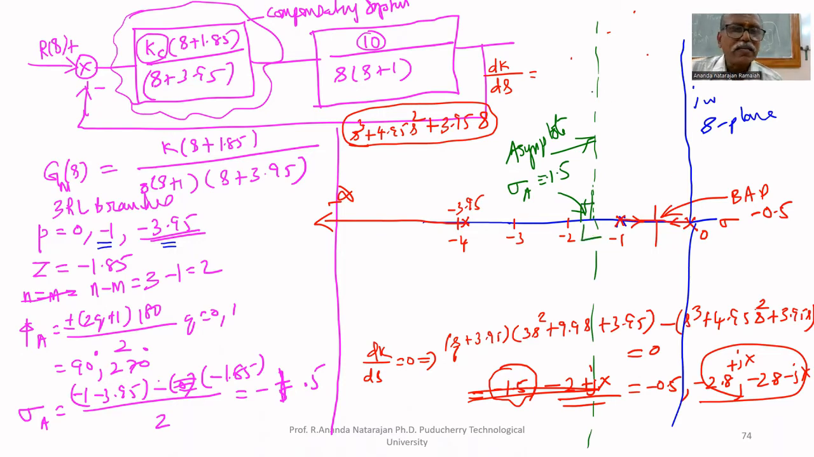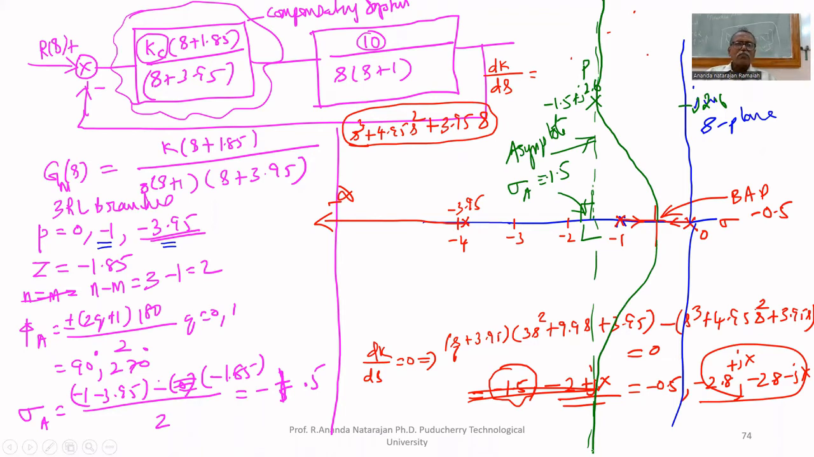The point P is at minus 1.5 and plus j 2.6. This point is j 2.6. So this is P. P is here. The asymptote and P are one over the other. So now we have to draw the root locus for this asymptote. Definitely it will bend and pass through this.